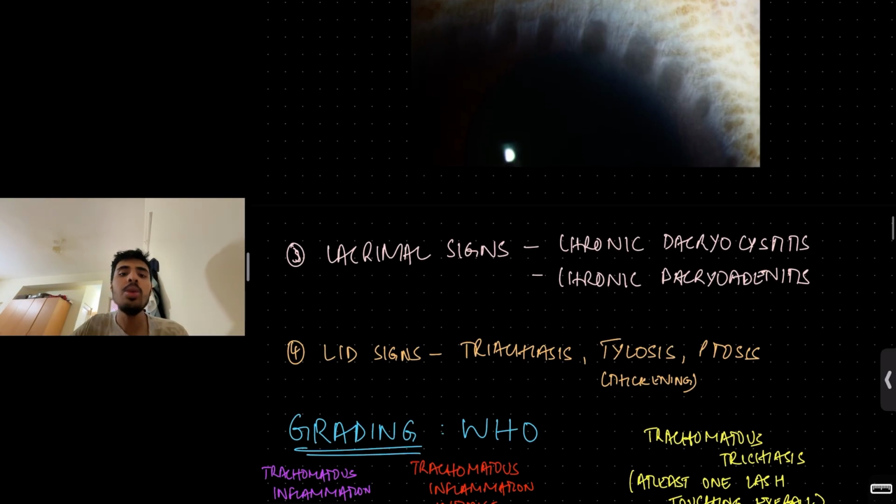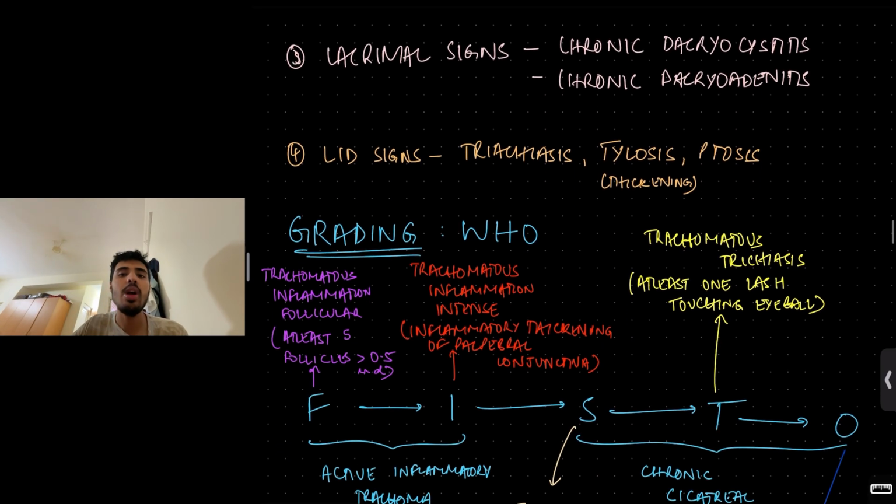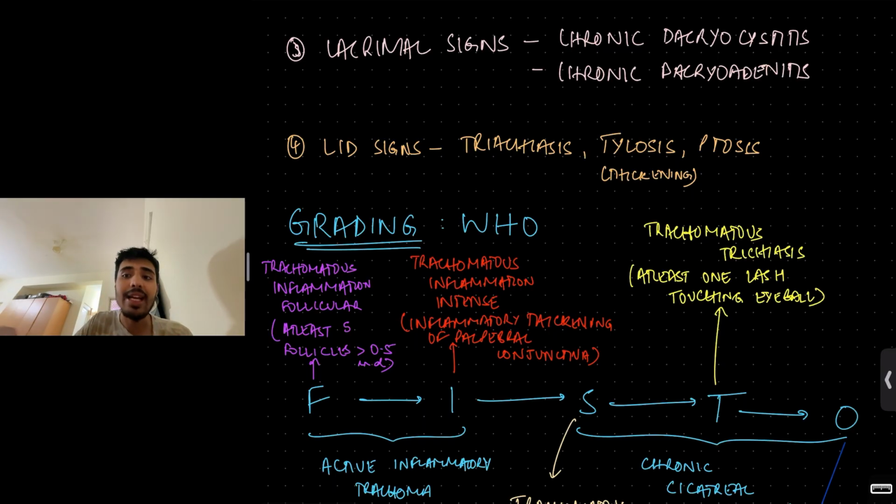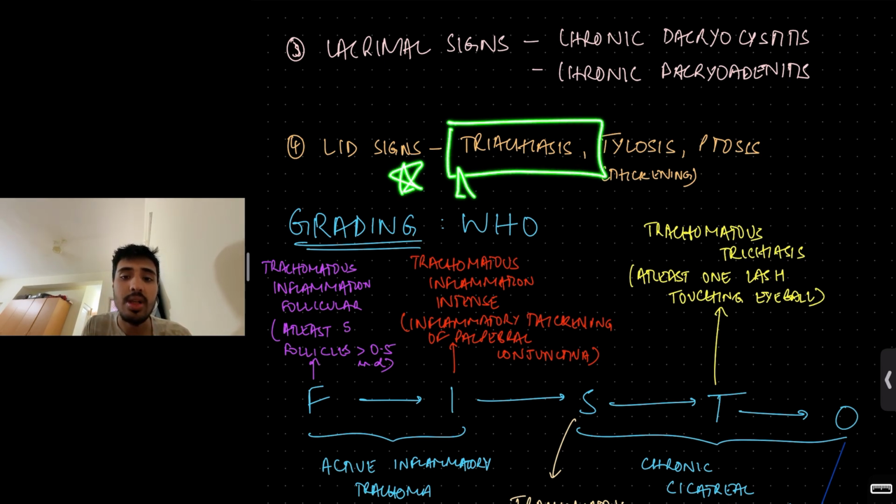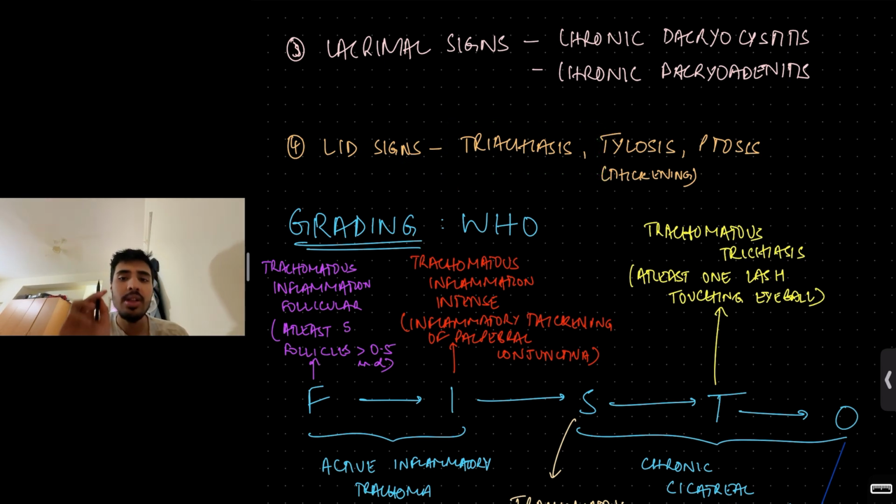Then coming to lacrimal signs. So what are the lacrimal signs? Chronic dacryocystitis, chronic dacryoadenitis. Remember, all chronic infection. Why? Because it comes from chronic cicatricial trachoma. Then lid signs, very very important is trichiasis. You cannot miss trichiasis in chronic cicatricial trachoma. Trachoma will lead to trichiasis. Then tylosis, thickening of the eyelid, ptosis, drooping of the eyelid, etc.